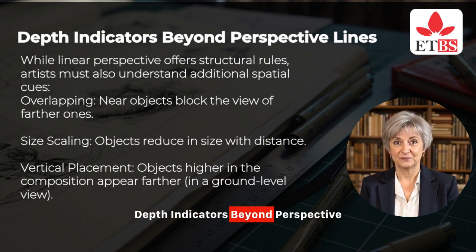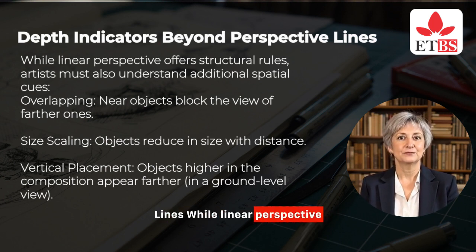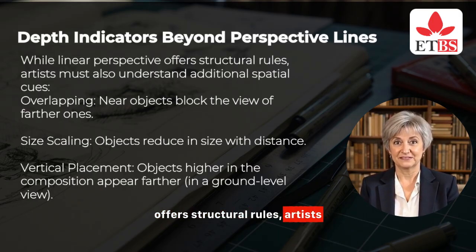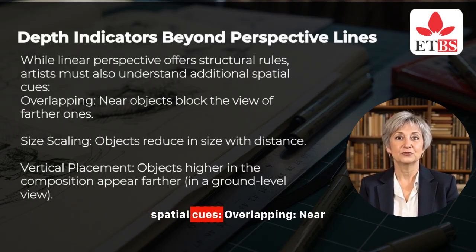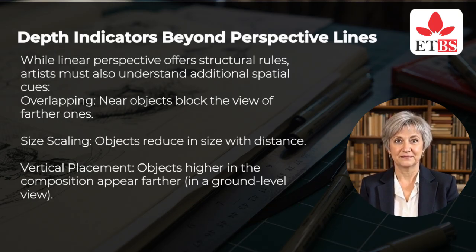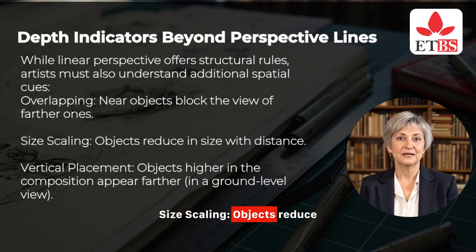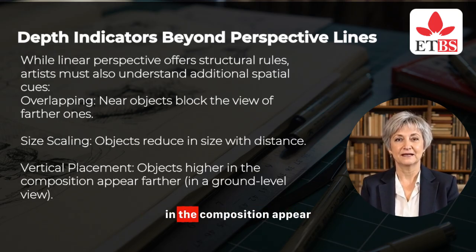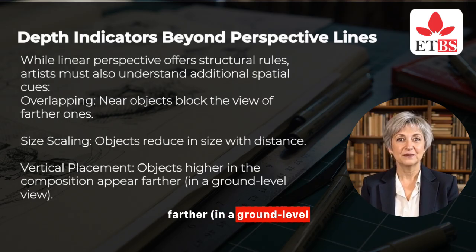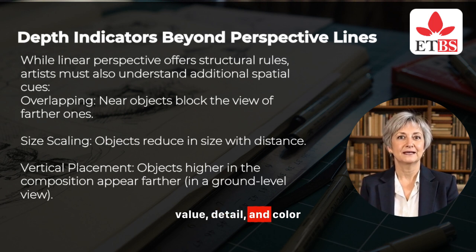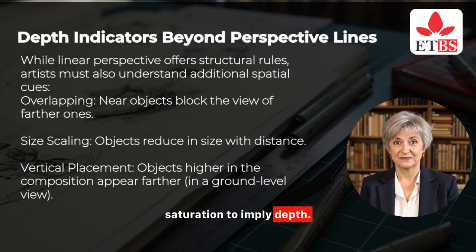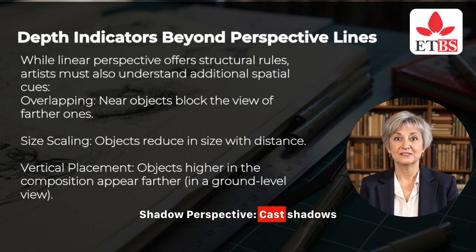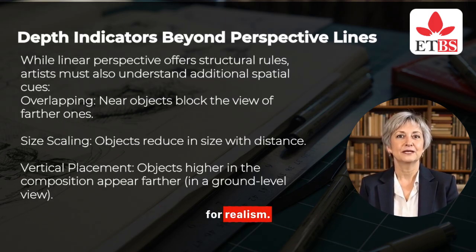Depth indicators beyond perspective lines. While linear perspective offers structural rules, artists must also understand additional spatial cues. Overlapping, near objects block the view of farther ones. Size, scaling. Objects reduce in size with distance. Vertical placement. Objects higher in the composition appear farther in a ground-level view. Aerial perspective. Use of value, detail, and color saturation to imply depth. Shadow perspective. Cast shadows must follow vanishing lines for realism.